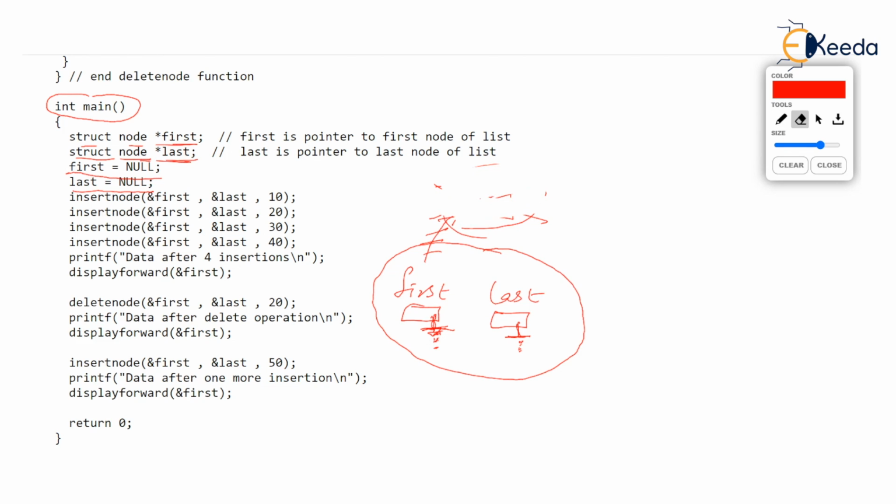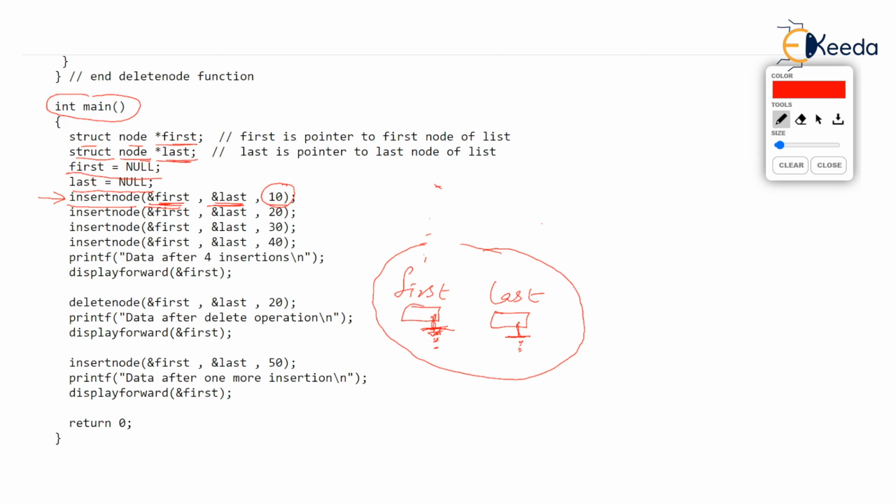So after making first and last null, let's see the next line. The next line must be the call to insert node. See this line: insert node, first and last, 10. So our aim is we want to insert a value 10 in the list and we are passing the address of the first pointer and the address of the last pointer. You know that first and last also will have some address, isn't it? So these two addresses have been passed.